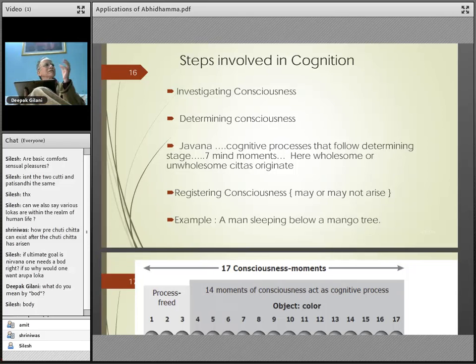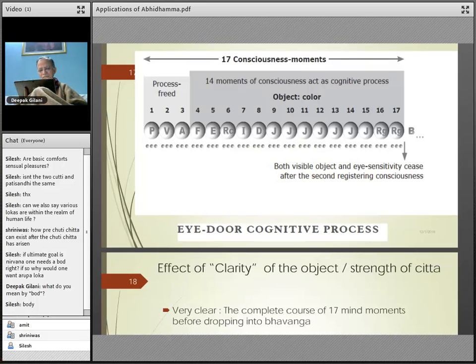So eating of it is compared to the javana phase, when you are creating the karmic response. This is the way the explanation is given, and in a diagrammatic form it is shown in the 17 mind moments, from the point of view of an eye-door cognitive process, that is how we see. So we are asleep, and then suddenly a light comes and we wake up. These are the various stages which I mentioned.